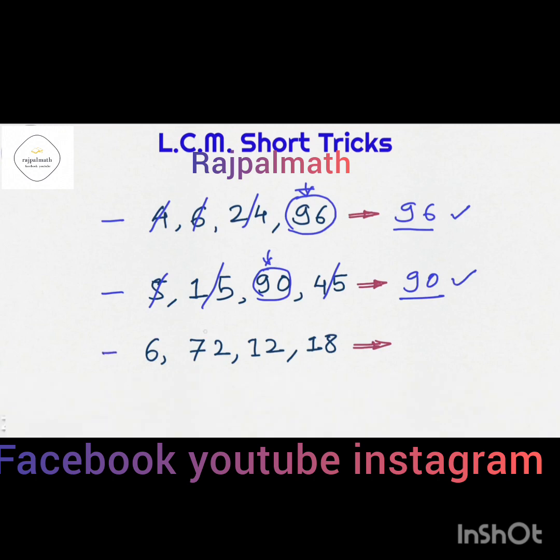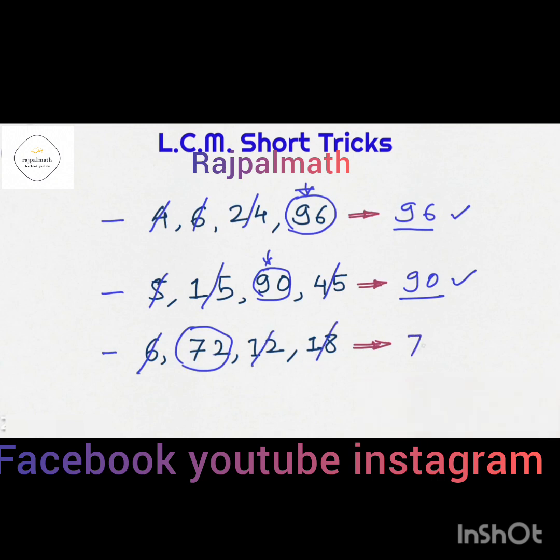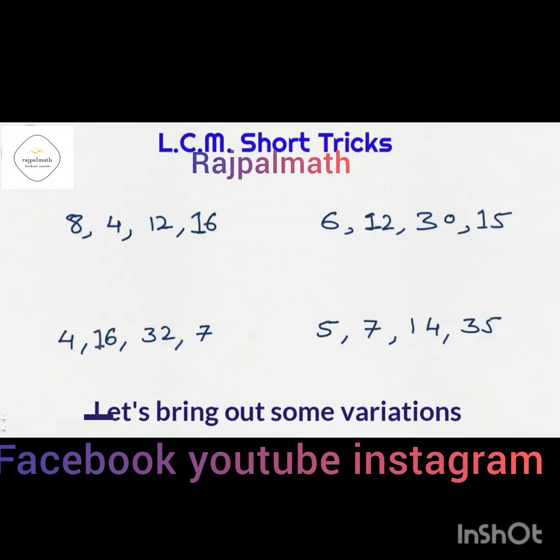Let's solve the next example. So here again, I will identify the largest number, that is 72. We can see 72 is completely divisible by 6, 12 and 18. So I will note down my answer as 72 directly. Very easy, isn't it? Let's bring some variation to the problems now.